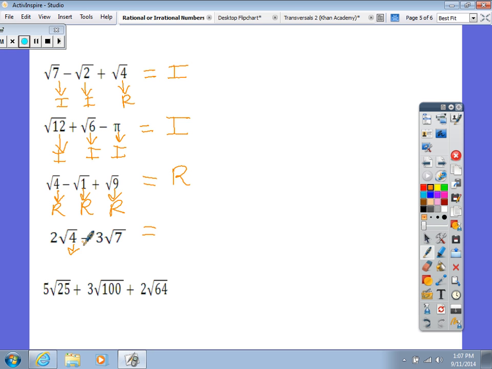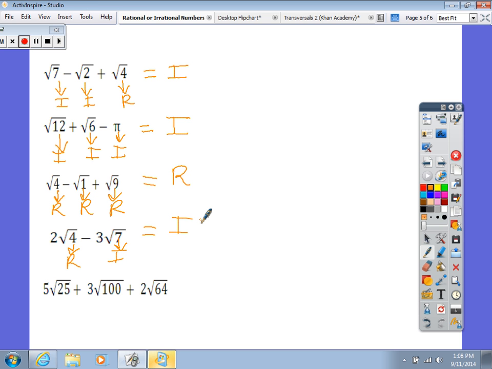Our radicands. So this would be rational, but this is irrational because there's no such thing as a perfect square root of 7. Well, there is such a thing, but it's not a perfect answer. Whenever we look at those two, we see that at least one irrational shows up, so that means our whole problem is irrational.